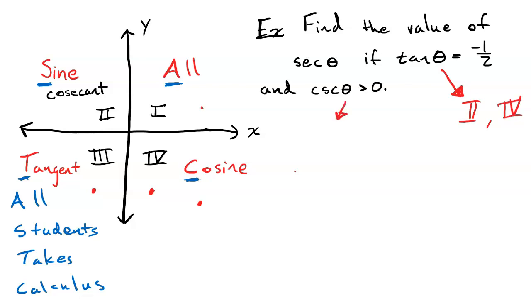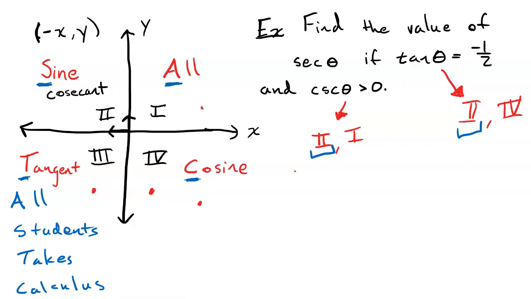We also want to see where cosecant is positive, and that's going to be in quadrant 2 and also quadrant 1. So we can see that quadrant 2 is the only quadrant shared between these two conditions. And if we look at quadrant 2, remember that in this quadrant you're going to have a negative value for your x's and a positive value for your y's, because you have to go to the left on the x-axis and up on the y-axis in order to get into quadrant 2.